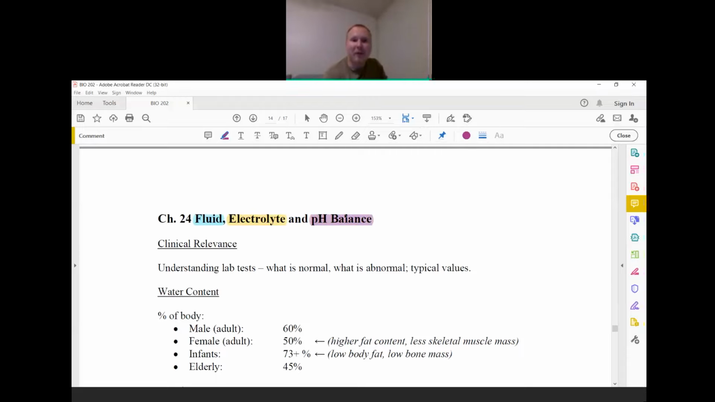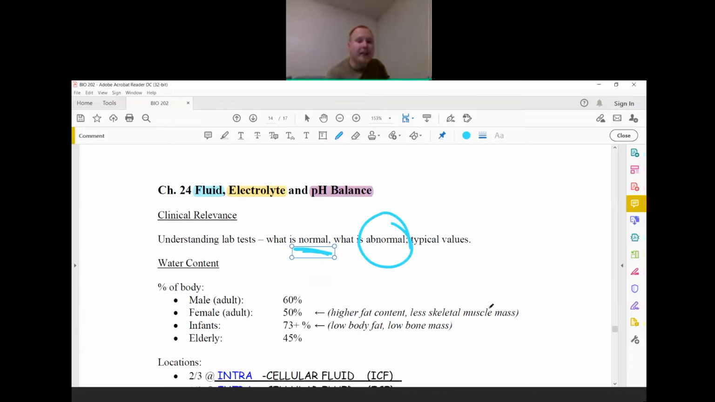The reason why we have to go through this and why it's important to know something about fluid, electrolyte, and pH balance is that we cover what's normal. So when you move to your further studies, you're able to learn what's abnormal. And all living things contain high amount of water. In humans, anywhere between 60 to 75%.